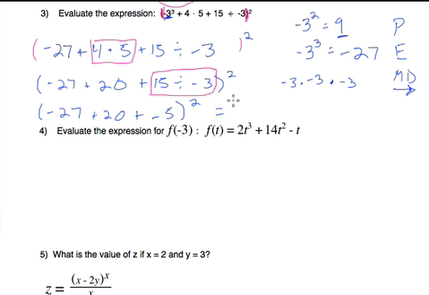Now I'm going to skip some steps. Well, I'm not really skipping steps. Negative 27 plus 20 is negative 7, and then minus 5 is negative 12. So all of that stuff in the parentheses simplifies to negative 12. And then negative 12 times negative 12, you're raising a negative number to an even power, so that's going to be a positive 144. And there's our answer right there.